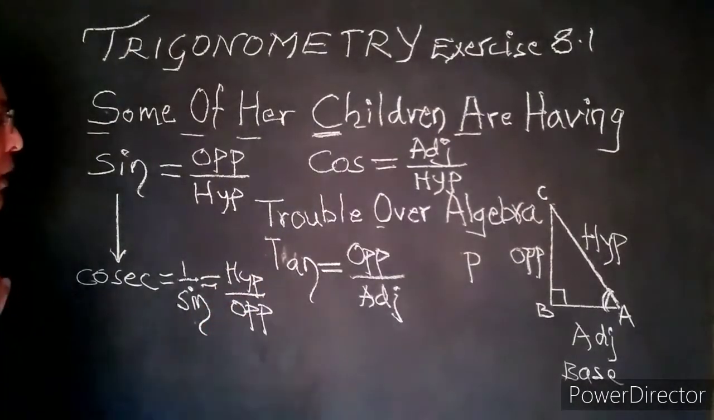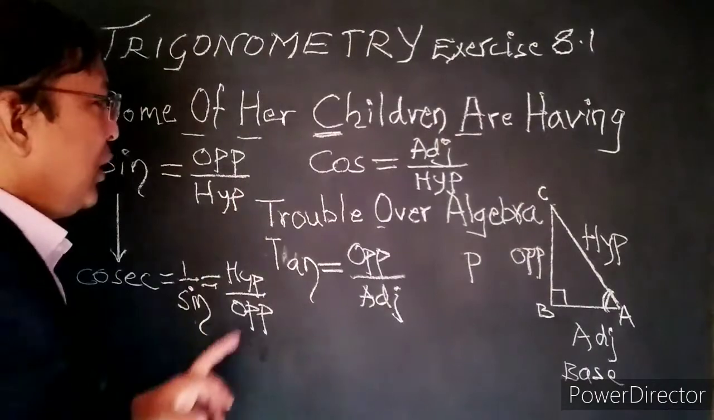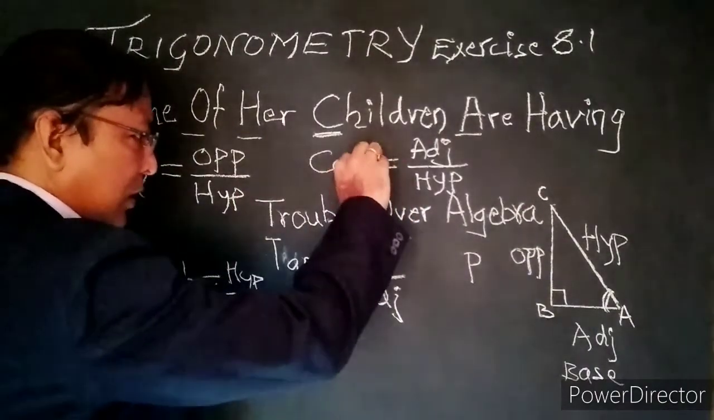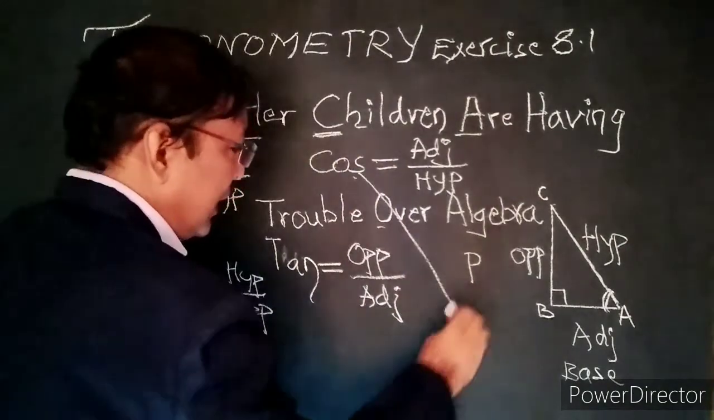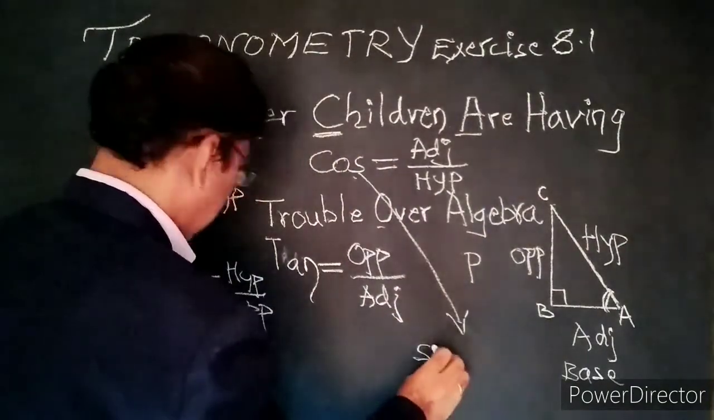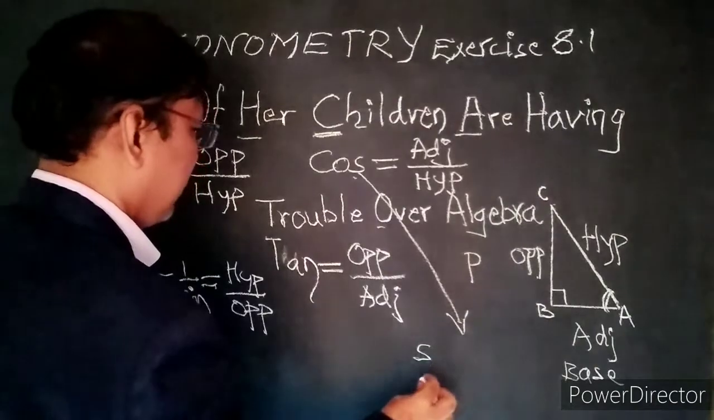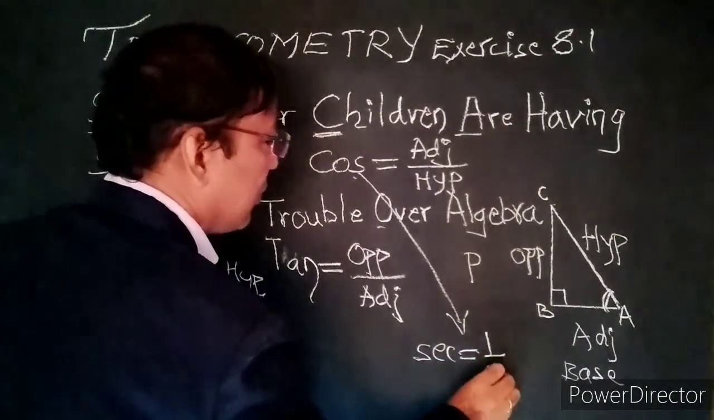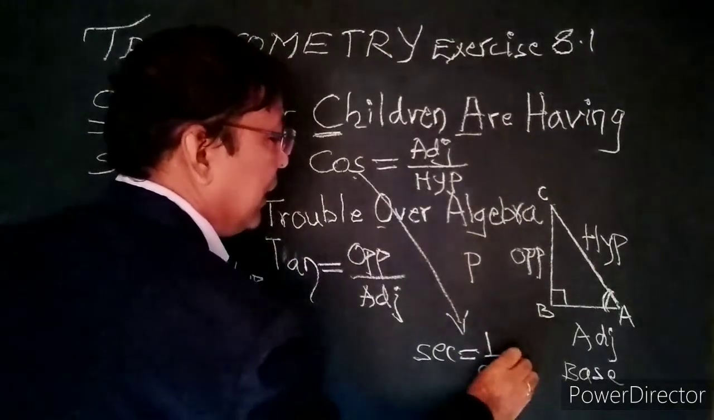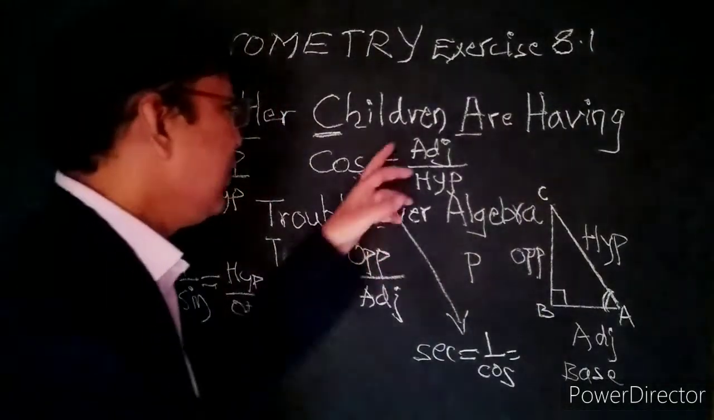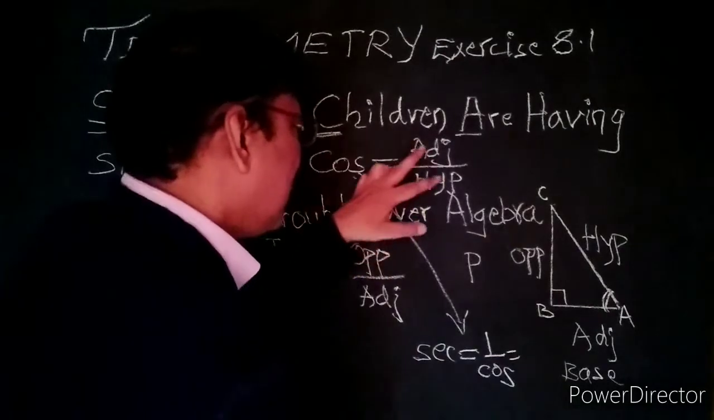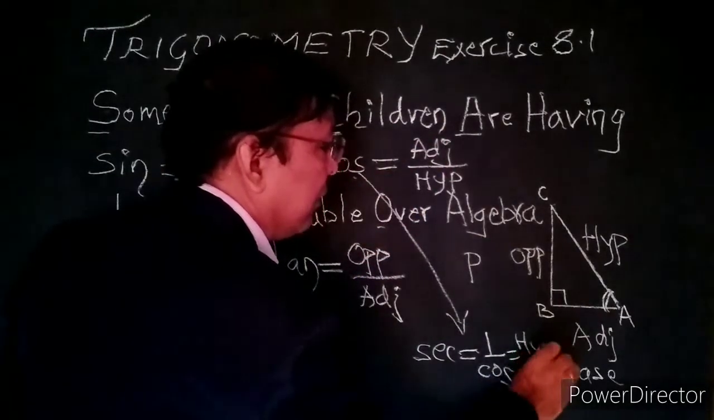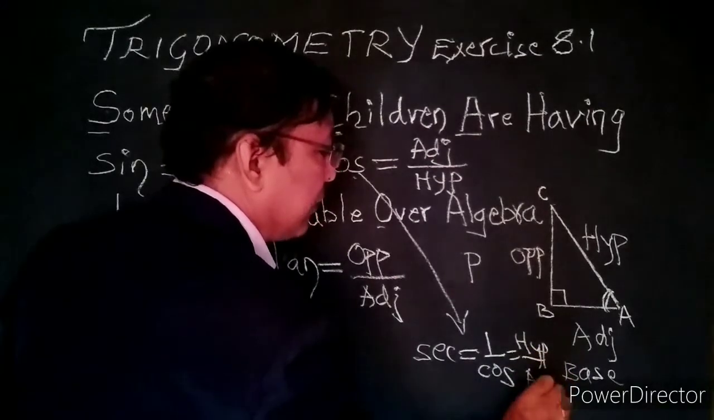This is the fourth ratio. The fifth ratio we can get by inverting cos. That is called the sec ratio. Sec equals 1 upon cos. That means the inversion of cos. Inverse of cos means we have to invert it, that is hypotenuse divided by adjacent side.